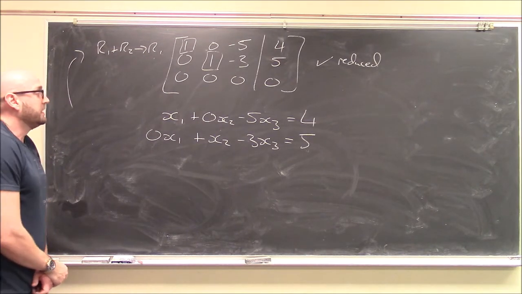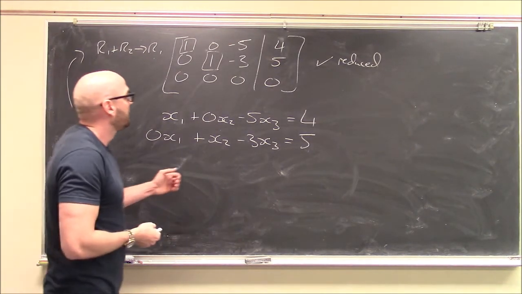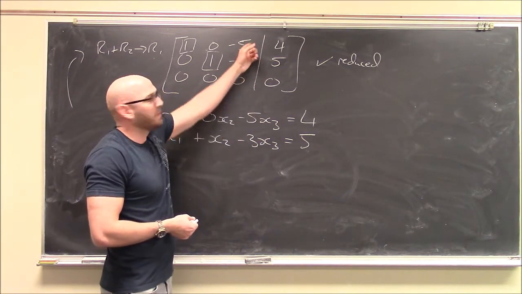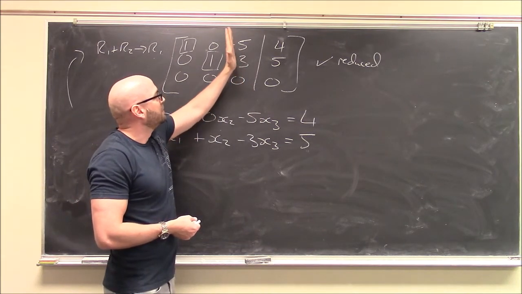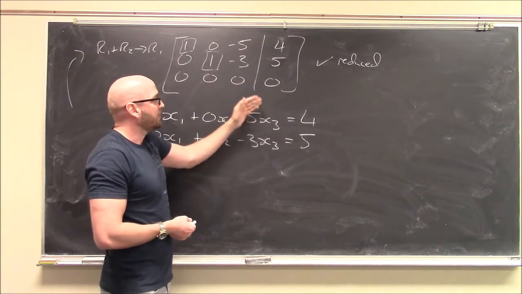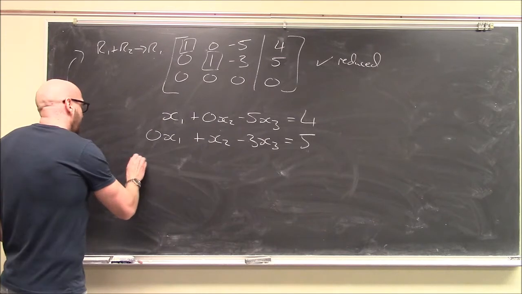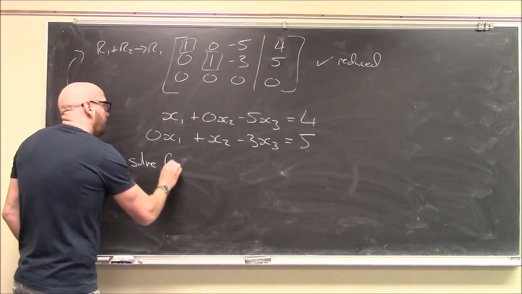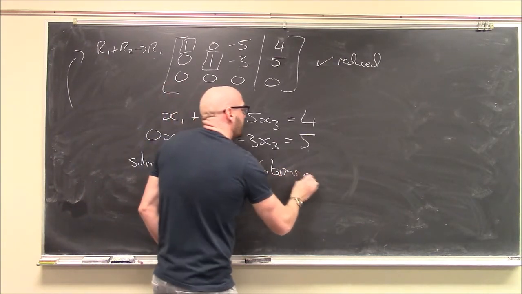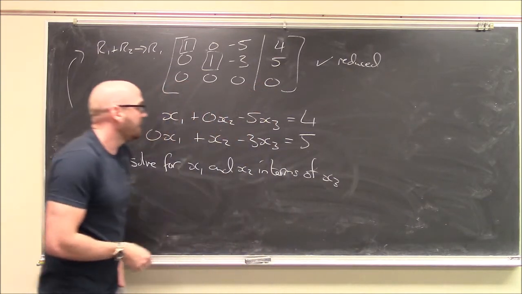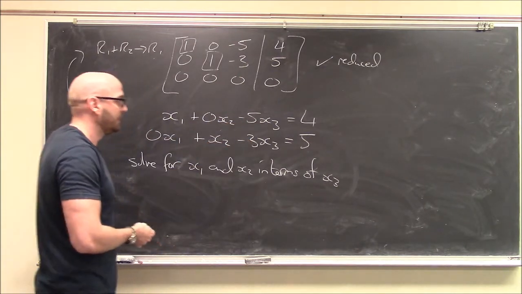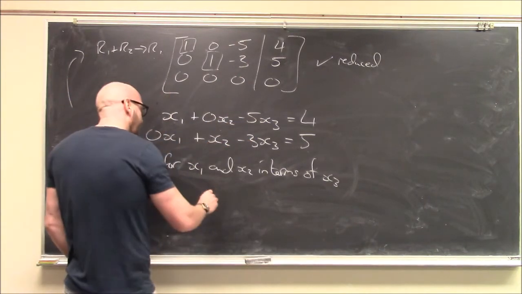There's lots of different ways you can write the solution now. What we usually agree to do is we agree to let the column that doesn't have a leading entry in it, we agree to make that corresponding variable the parameter. Okay, so solve for x1 and x2 in terms of x3. Again, the reason I'm choosing x3 is because it doesn't have a leading entry in its column. All right, so that's the reason I'm choosing this one.